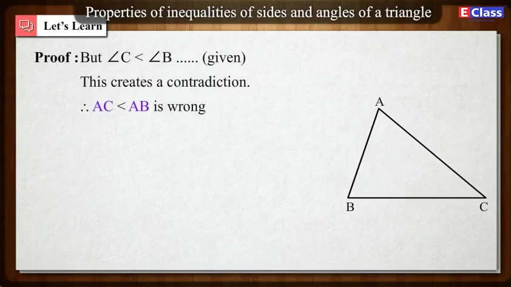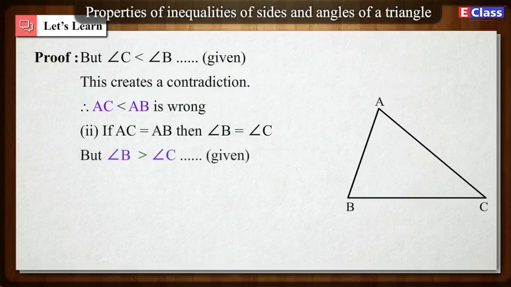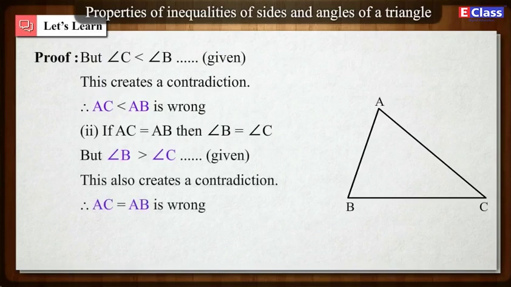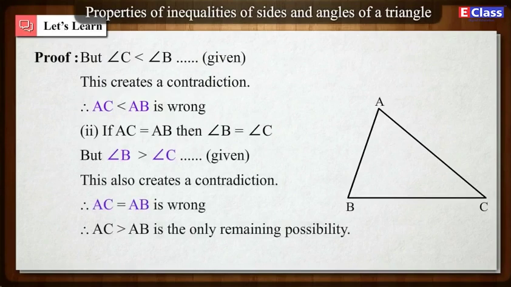2. If AC is equal to AB, then angle B is equal to angle C. But angle B is greater than angle C, which is given. This also creates a contradiction. Therefore, AC is equal to AB is wrong. Therefore, AC is greater than AB is the only remaining possibility. Therefore, AC is greater than AB.